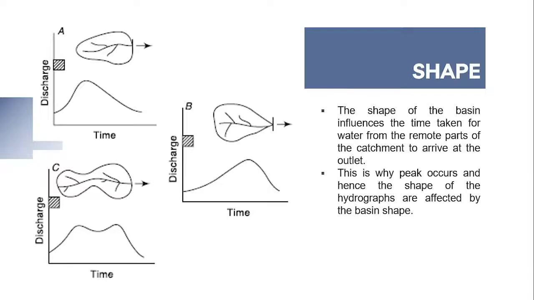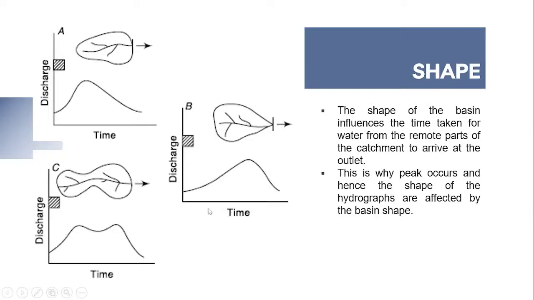So, in catchment A, we can see the hydrograph is skewed to the left and the peak occurs relatively quickly. As you can see, our rising limb is short, then our peak occurs here. So, that is why it was said that nearly semicircular catchments give high peak and narrow hydrographs.